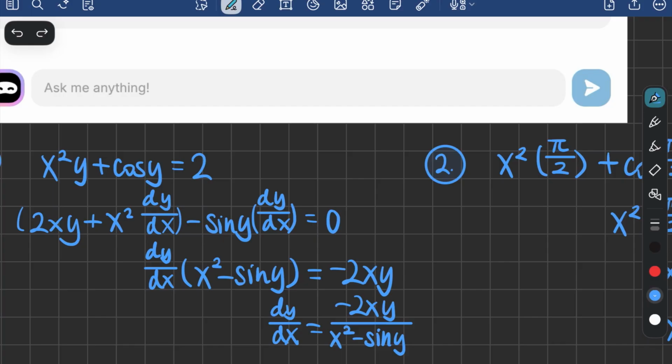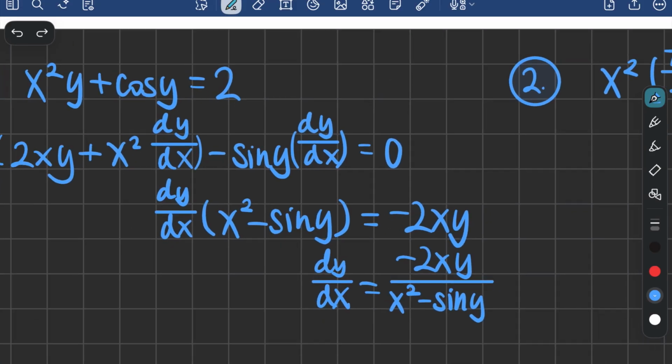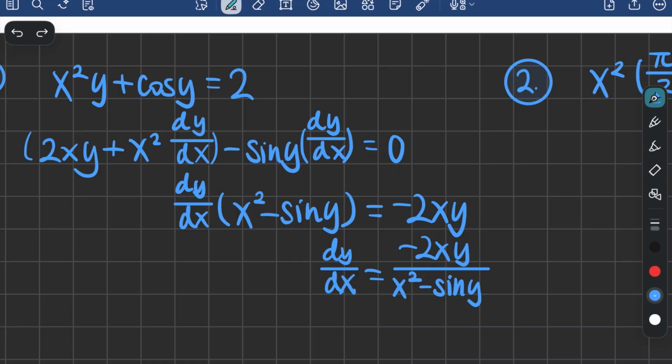And then using the data booklet, cosine y, well, the derivative is just minus sine y, but times a dy/dx because of y as a function of x. And then the derivative of any constant is just 0. So now, same thing, just isolate dy/dx.